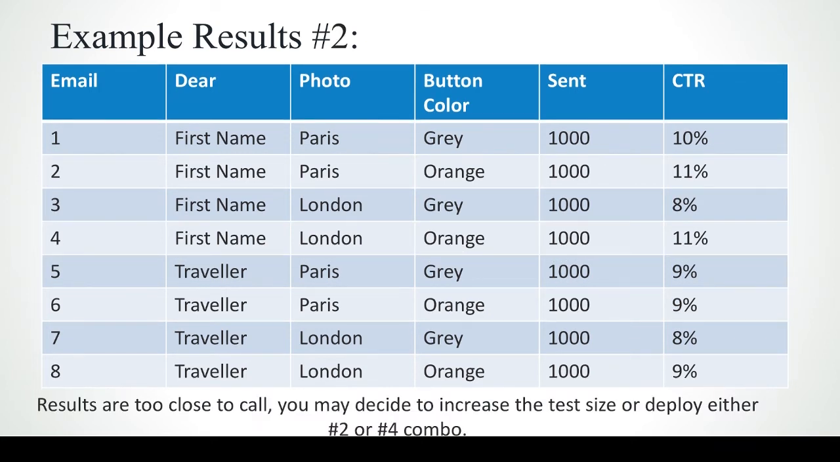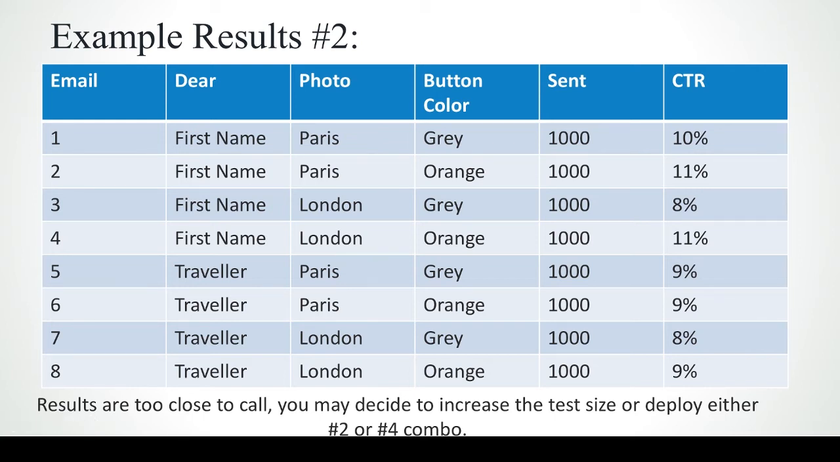Another example, you would have run the same test, but let's say you got the following results. You got 11% on combination number 2, which is the highest, but you also got 11% on combination number 4, which is first name Paris. So first name, you want, orange works well, but between Paris and London, the results are very, very close to each other. So you can do two things.